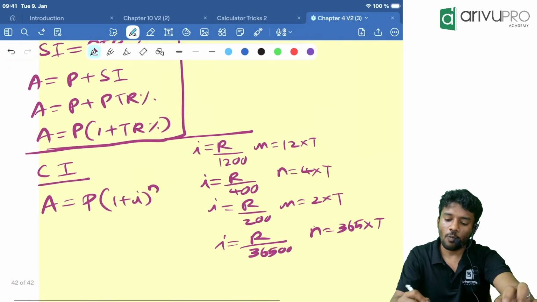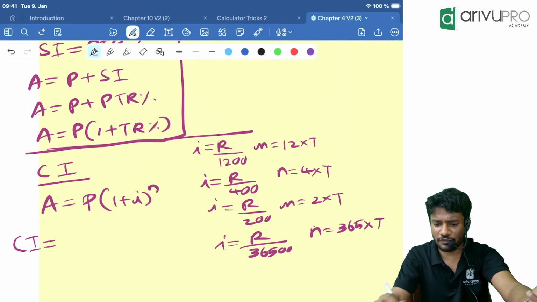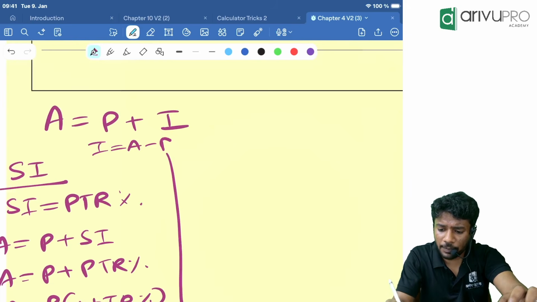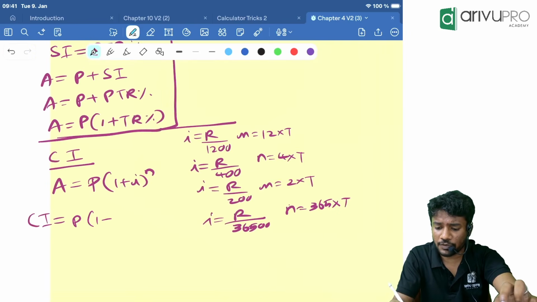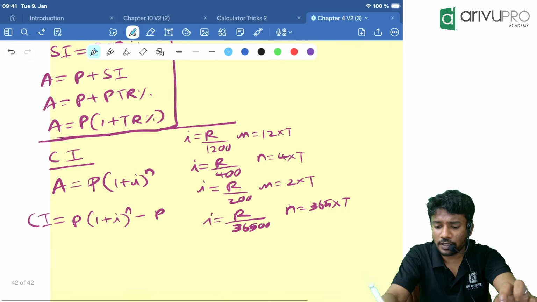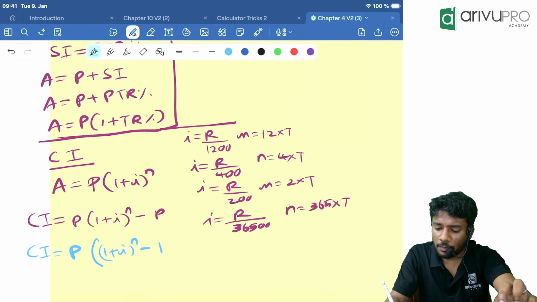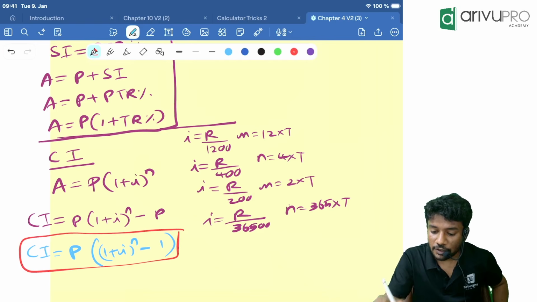Then, what is the formula for CI? CI is nothing but A minus P. If you use the current formula itself, it will be A minus P. Using that formula, the amount you put over there will become P into 1 plus I, the whole power n, minus what? P you will put. So the general formula for CI is P into 1 plus I, the whole power n, minus 1. Because we took P common outside. This is the formula we are using.